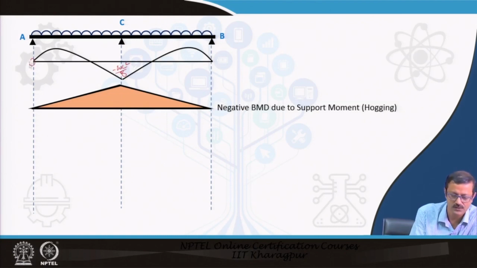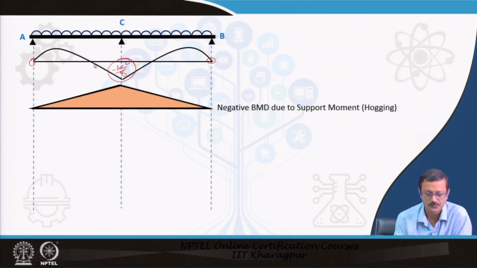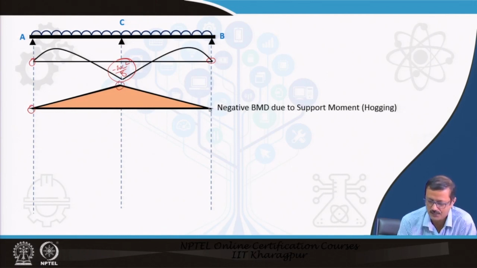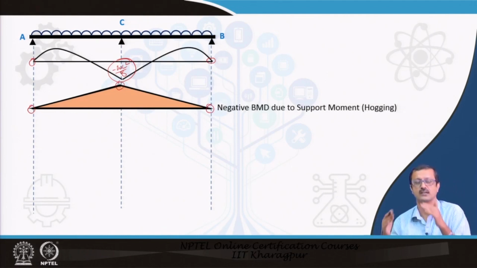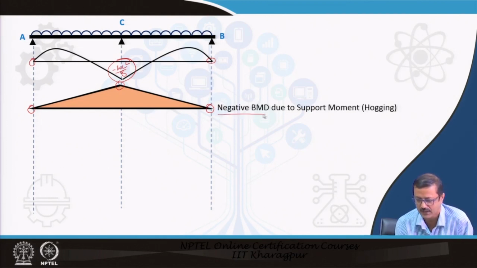So, this is 0, this is 0. At the support you will get some negative moment. Negative moment is a hogging kind of moment. The tension is in the top. So, I have 0 over here, I have some value, I have again 0. At C there will be some value, but that is hogging. Because of that I draw a negative bending moment diagram for the support moment.